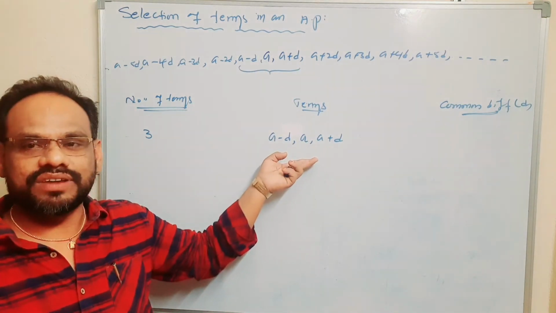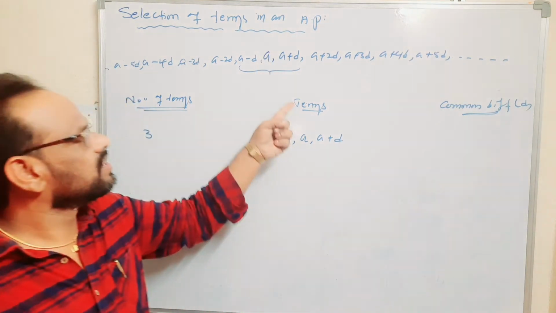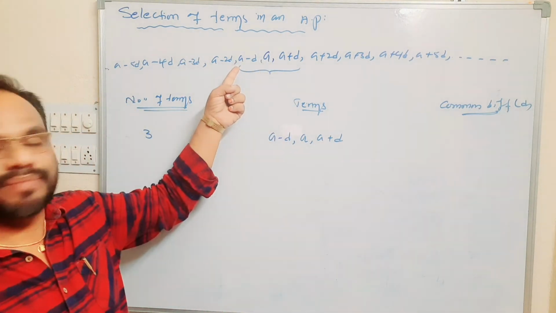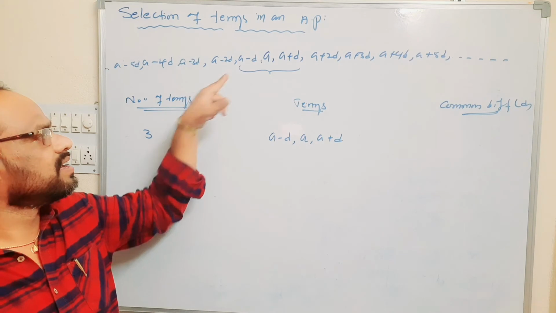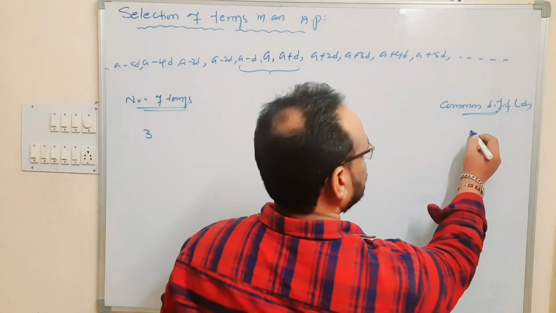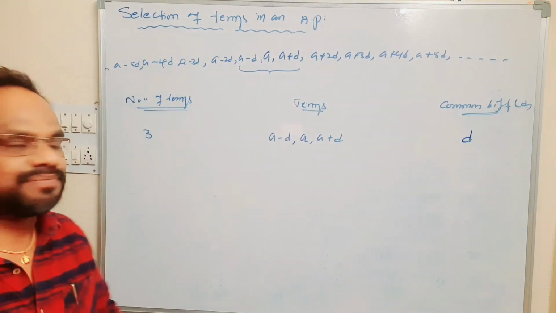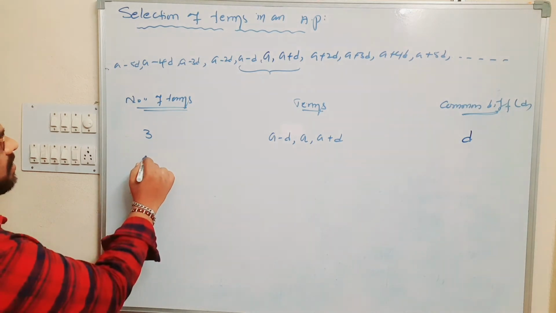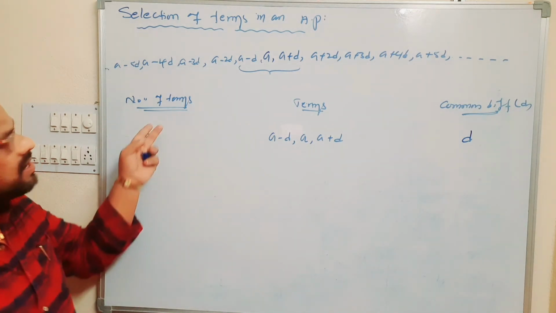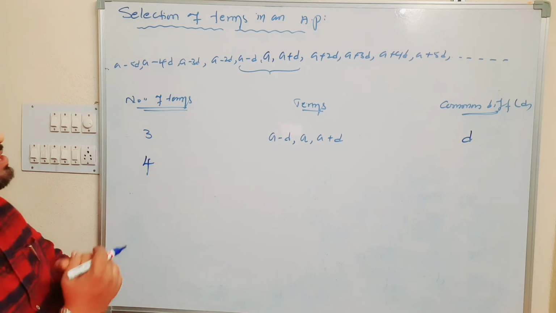What is the common difference here? The common difference is a plus d minus a, and a gets cancelled, so the common difference is d. Okay. If you want 4 terms, the number of terms is 4, how do we select the terms?